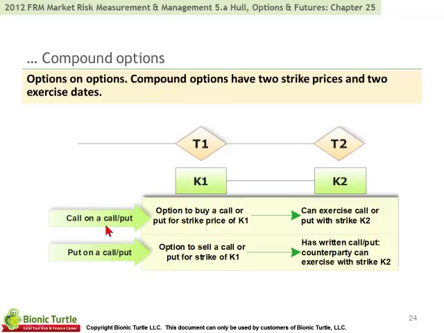So in the case of a call on a call, let's say we purchase a call on a call. That means we get to the first exercise date, the time is T1 and the first strike price is K1. So with the call on a call, that means here at time 1, we have the option to buy a call for a strike price of K1.